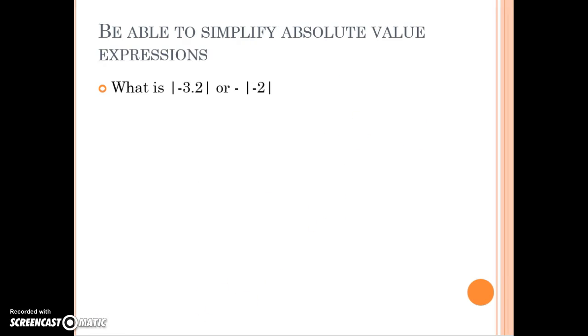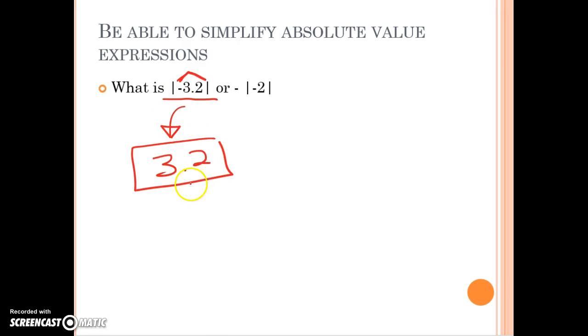Last one. Be able to simplify absolute value expressions such as this. If we are told the absolute value of -3.2, it would be 3.2. Remember, anything inside those absolute value bars, once you drop them, once you take them out, is going to be a positive number.